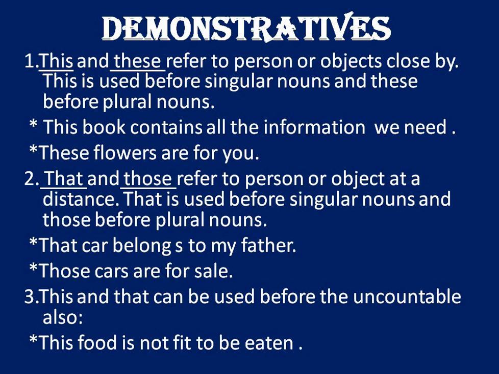We are talking about a person or an object at a distance. So car is an object, so it is having a little distance. So we will say that car belongs to my father. And if it is in a plural form, how will we say? Those cars are for sale. Okay. Third point, this and that can be used before uncountable also.